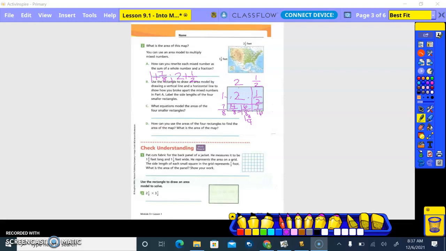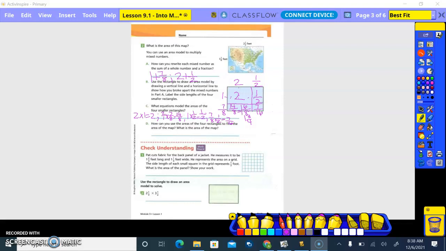7/16. Okay, so what equations model the area of the 4 smaller rectangles? So basically it's what we just did. So we would say 2 times 1 equals 2. 2 times 7/8 equals 14/8. And then 1 times 1/2 was 1/2. And then 7/8 times 1/2 was 7/16.